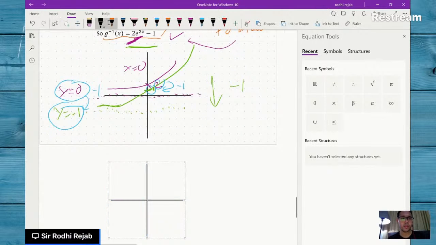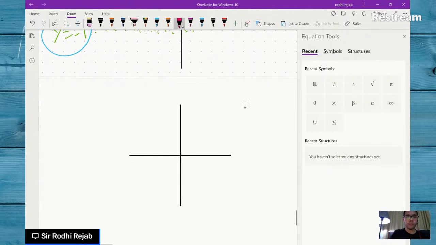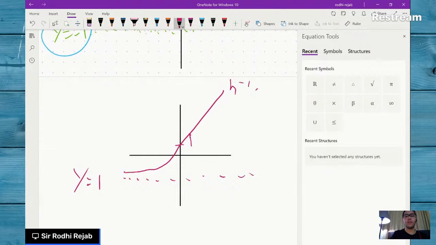So the graph of h(x) for the graph of inverse of g(x). If you put here y equals 1, I'm just redrawing again so we can see the graph. Yeah. So this will be the h inverse x. Please label. If you don't label, then you will lose your marks.